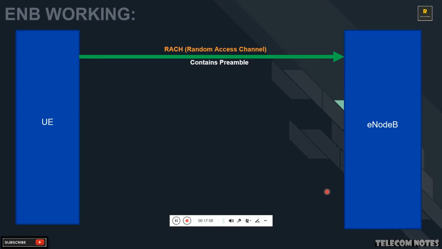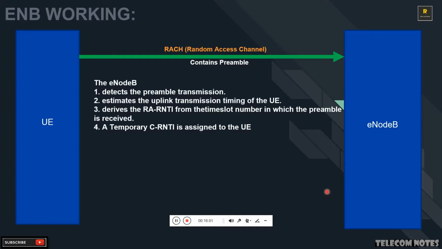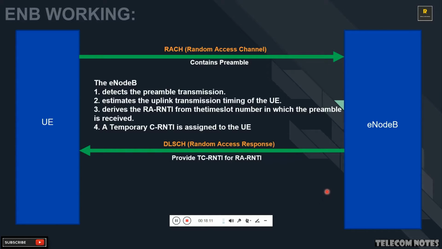Now coming to the E node B working. So E node B detects the preamble transmission. It estimates the uplink transmission timing of the UE, derives the RA-RNTI from the time slot number in which the preamble is received. A temporary CRNTI is assigned to the UE. So E node B, after these particular steps, sends the TCRNTI for the random access RNTI on the channel DLSCH, downlink shared channel, with this message named random access response.